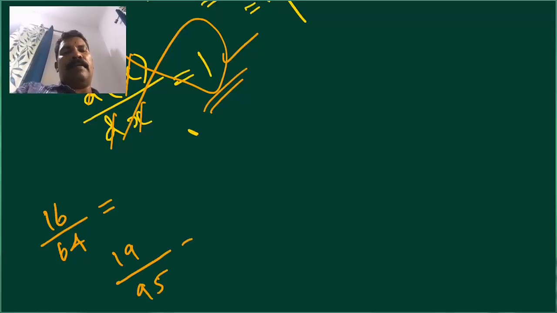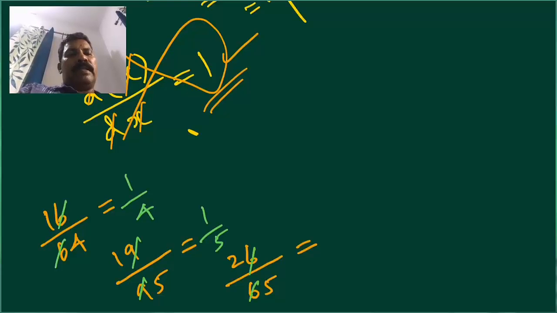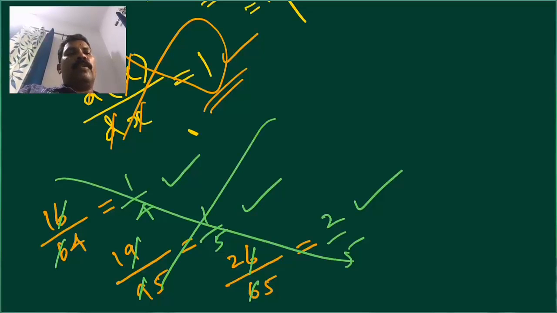For example, once a teacher asked them to simplify or express in lowest terms 16 by 64, then 19 by 95, and then 26 by 65. One student, who might have heard from somebody that whatever is common to both the numerator and denominator could be cancelled off, was writing like this: 6 getting cancelled, 1 by 4, then 9 getting cancelled, 1 by 5, and here 6 is cancelling, that is 2 by 5. Luckily or unluckily, the answers were correct, but the method is wrong.